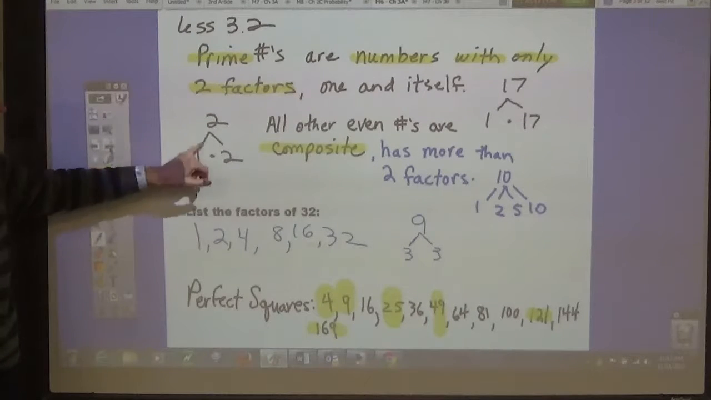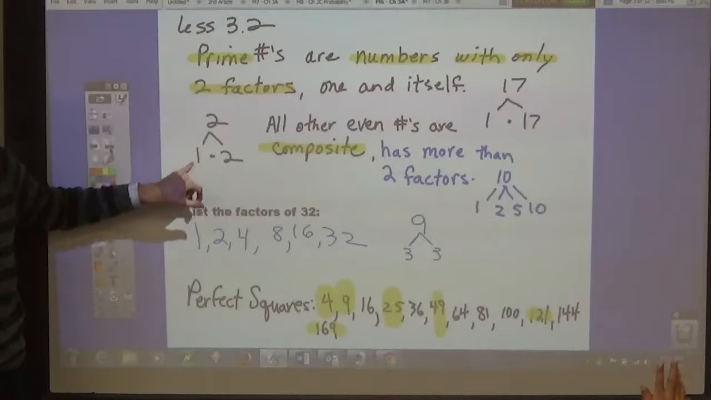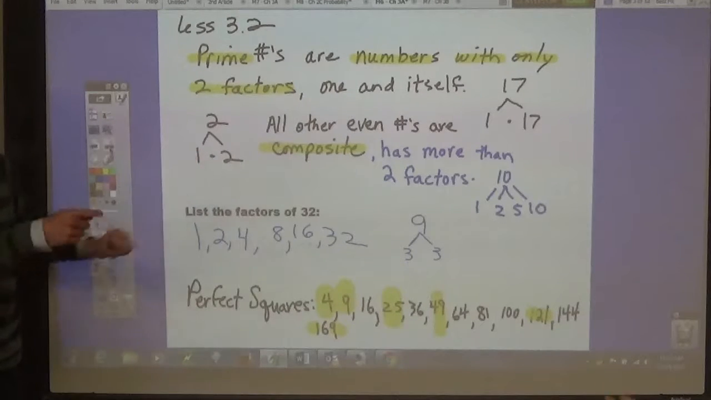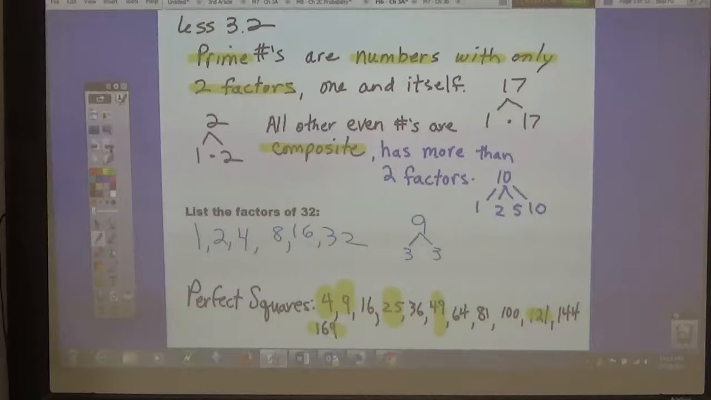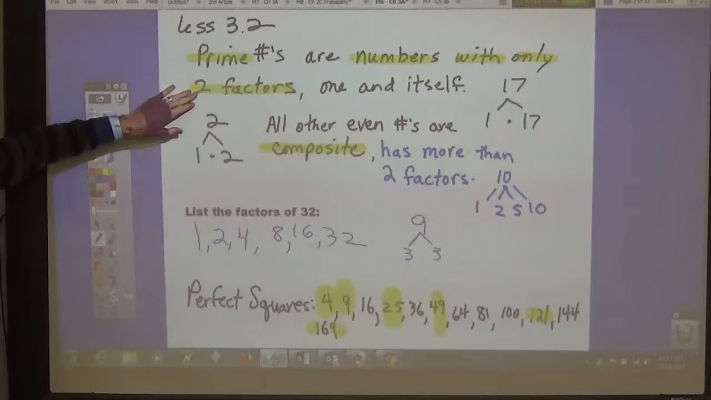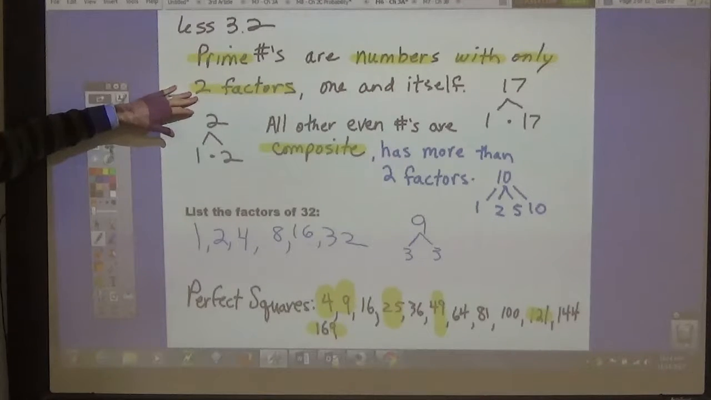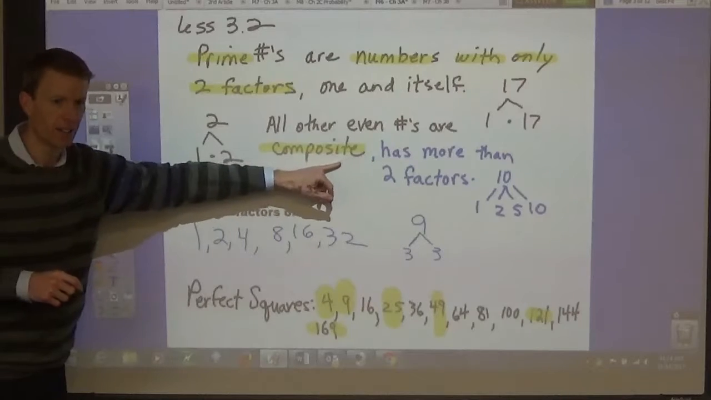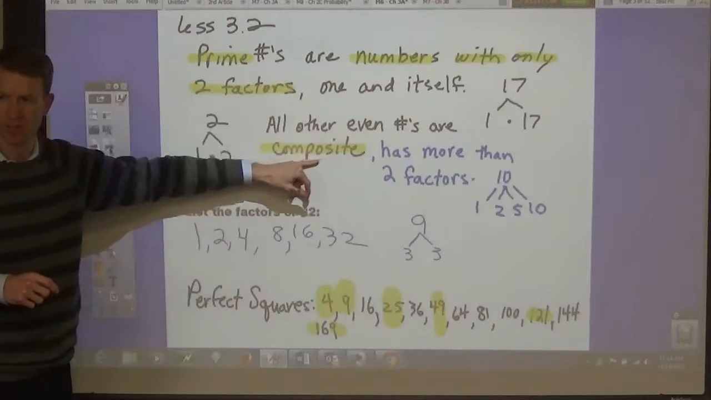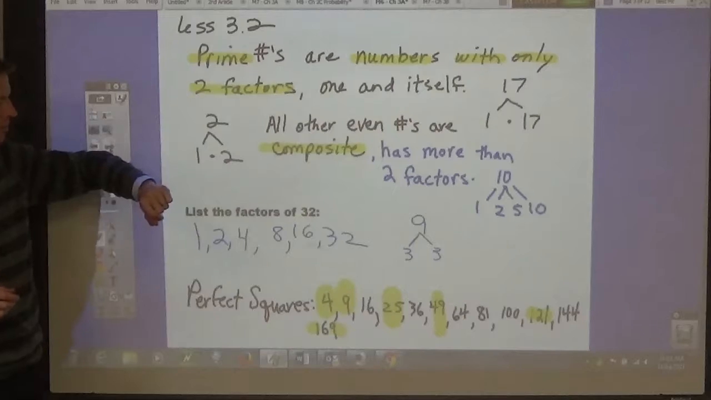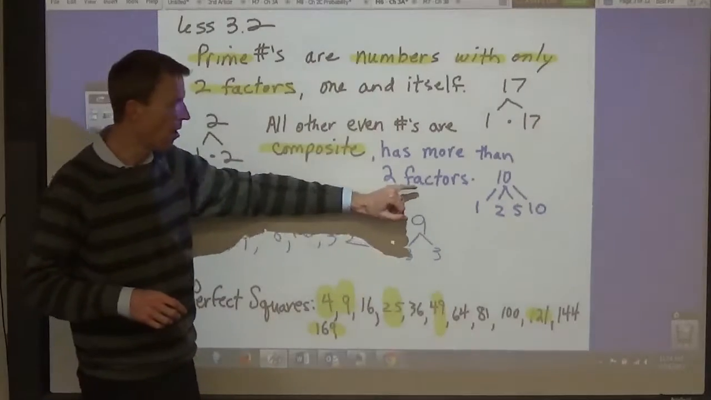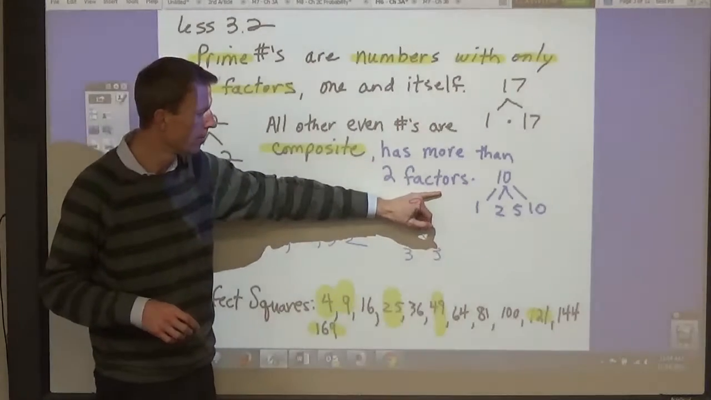What about the number 1? Is that prime? Raiden? It's neither. Why? Because one doesn't have one and itself. It doesn't have two factors. Prime numbers have to have two factors. If it's not prime and it's not neither, then it's called a composite number. And so then it has many factors, more than two factors.